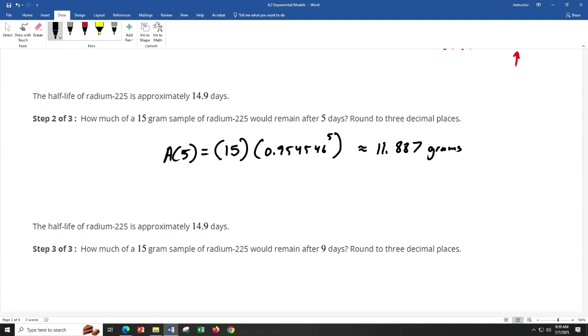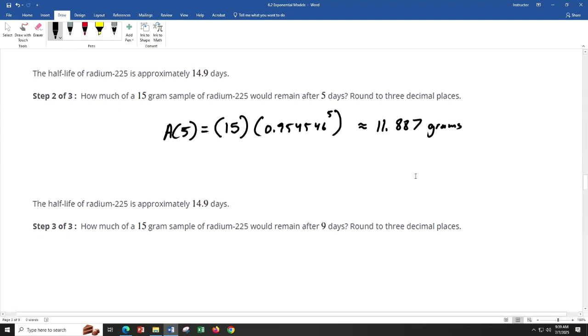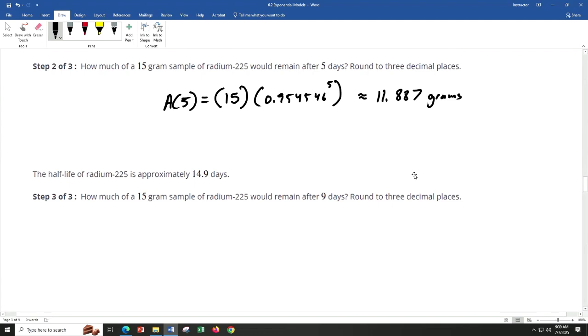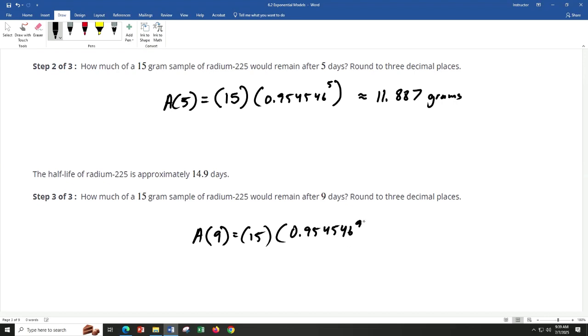So really the hardest part about this problem is figuring out your A, right? So notice it does the same thing on step 3. And as long as you get the proper A number, you're good. Now, once again, you've got this A, but now they're saying after 9 days. Once again, I still have that initial 15, and I've still got my same A, but now I'm going to 9. Very quickly on the math here, and I get 9.869 grams.